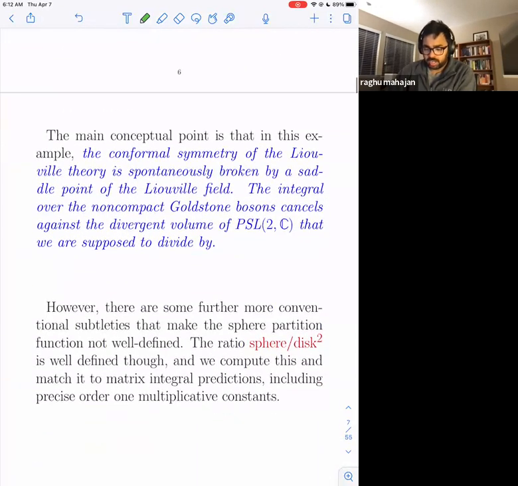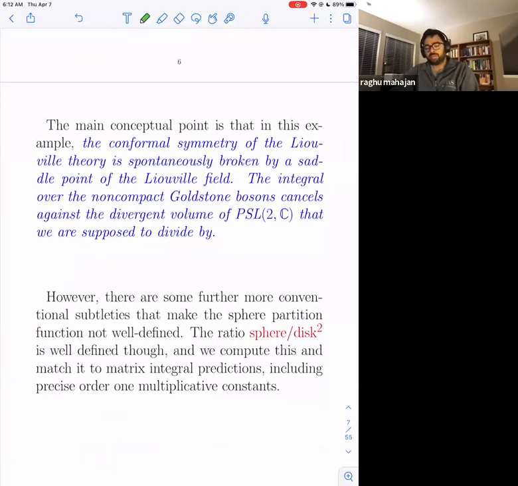And here is the main idea. Because we have this Liouville field, and we are looking for saddle points of the Liouville field, that saddle point breaks the PSL(2,C) symmetry. It means that if you take a saddle point and act on it with a PSL(2,C) group element, you generate new saddle points. So there are actually many, many saddle points. There's not just one saddle point.